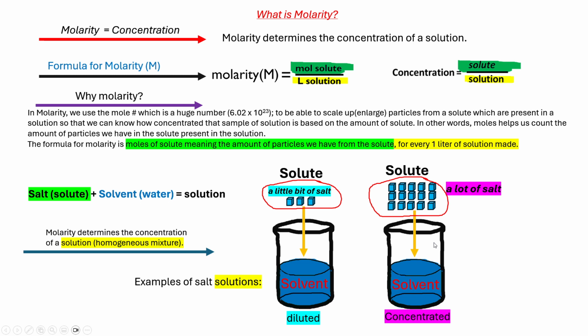more concentrated. So the same amount of water in both beakers, with the difference that on the first sample, it doesn't have that much solute. It doesn't have that much salt. In the second example, it has more salt, more solute, more concentrated. So know the difference between diluted and concentrated.